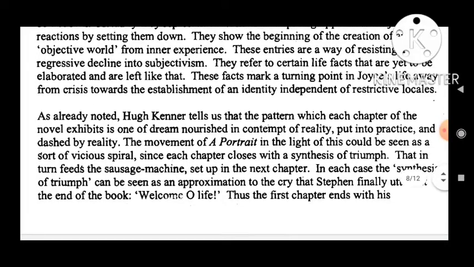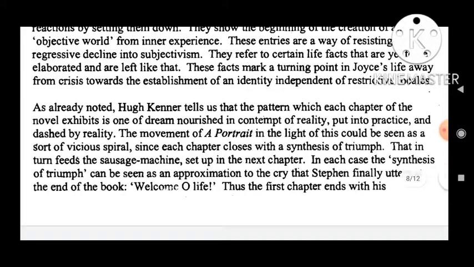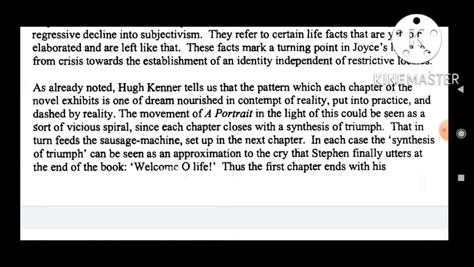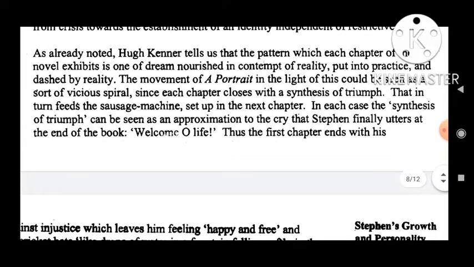They refer to certain life facts that are yet to be elaborated and are left like that. These facts make a turning point in Joyce's life away from crisis towards the establishment of an identity independent of restrictive locales. As already noted, Hugh Kenner tells us that the pattern with which each chapter of the novel exhibits is one of the dream nourished in contempt of reality put into practice and dashed by reality.